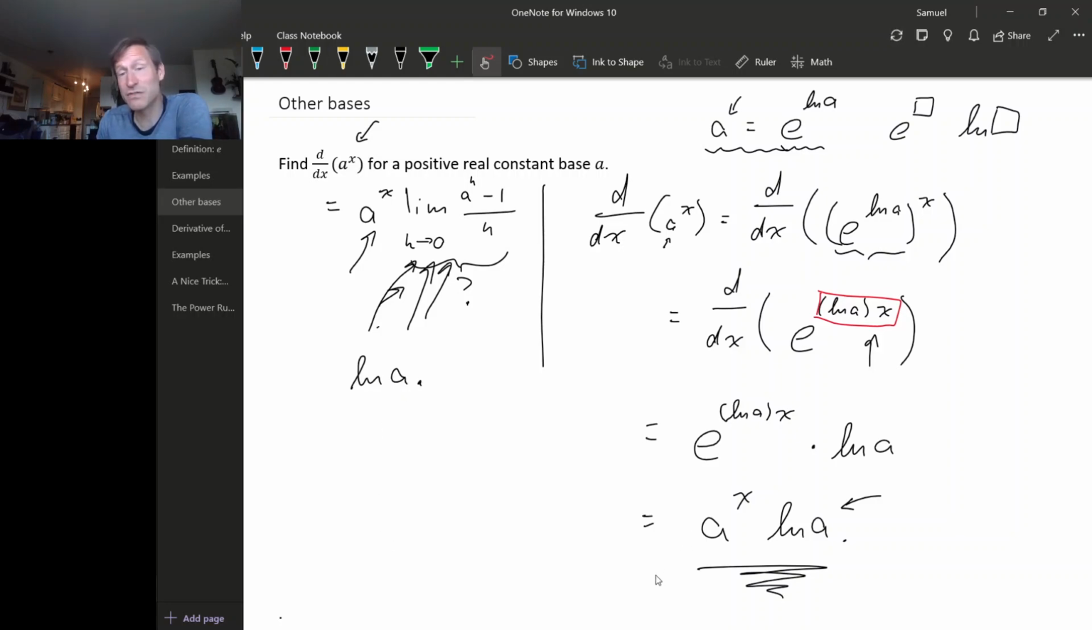But this gives us a derivative rule for an exponential with any base, as long as the base is constant. So the base has to be constant for this to work. You just multiply by the natural log of the base. Of course, this works even when the base is e, because the natural log of e is 1. So that reproduces the derivative of e to the x, which we already knew.